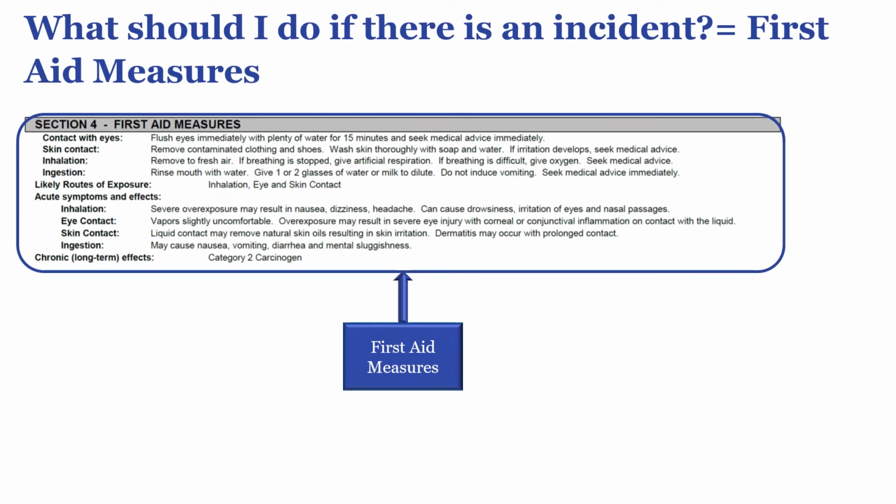First aid measures. In Section 4 of the SDS, there's an entire section that explains what to do in the instance of exposure to all applicable methods, the acute symptoms and effects, and the chronic long-term effects. For example, with P70, if it comes into contact with your eyes, you're supposed to flush eyes immediately with plenty of water for 15 minutes and seek medical advice as soon as possible.